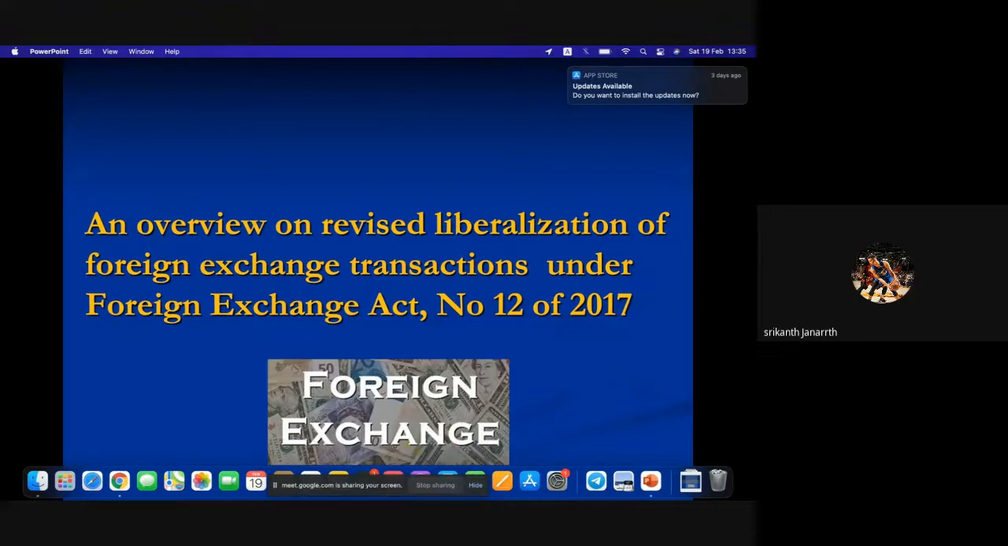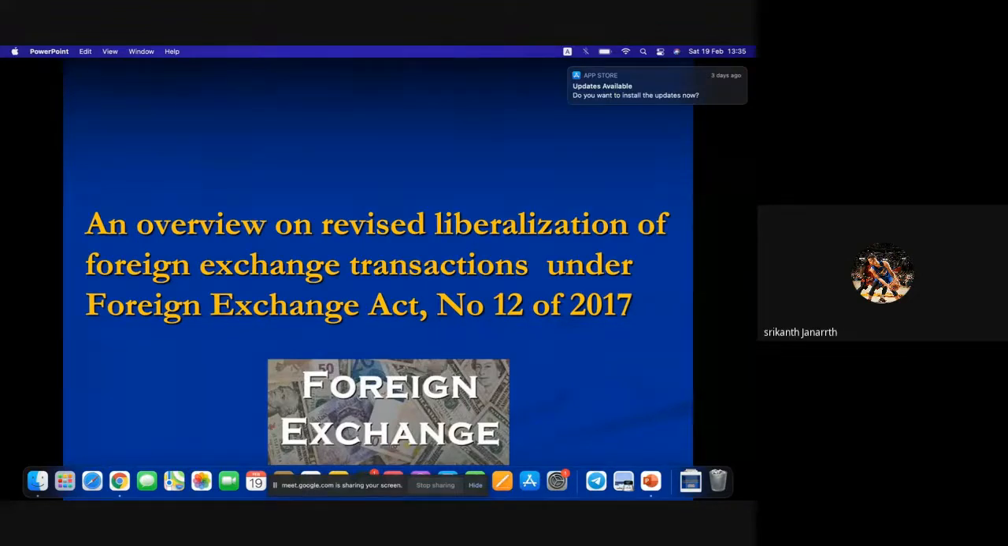So the remaining sessions will be focusing mostly on this Foreign Exchange Act and the accounts that are permitted, and there are practical scenarios and issues we will be discussing, right? So let's move on to the Foreign Exchange Act, right?